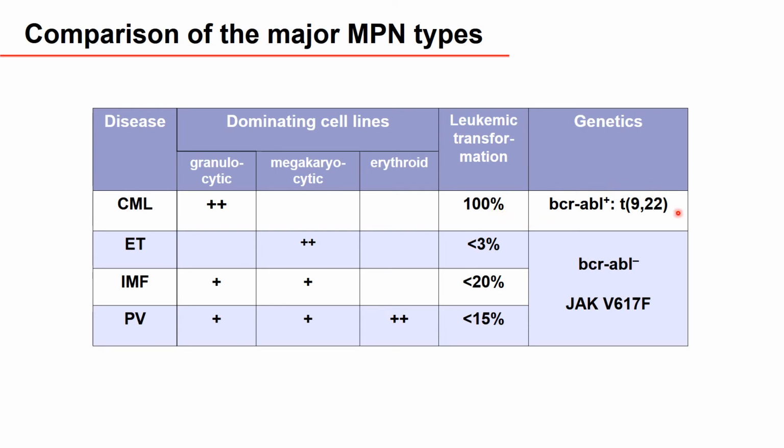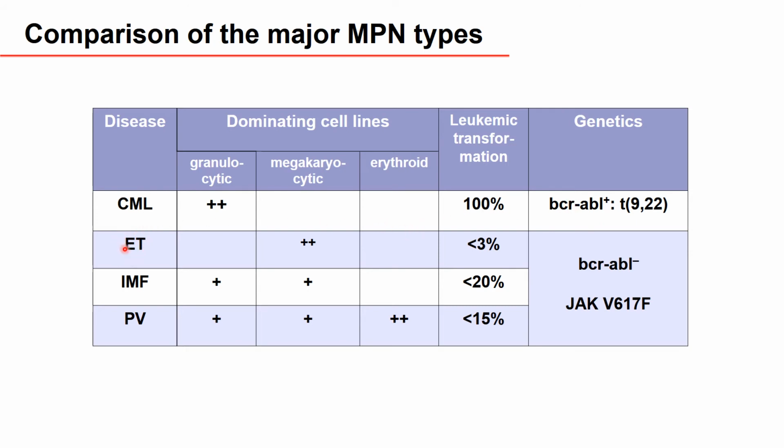Now the genetic, this is a Philadelphia chromosome, but a consequence of the Philadelphia chromosome is a BCR-ABL translocation. But BCR-ABL can happen without having the Philadelphia chromosome as well. That's the most important one, to have this BCR-ABL translocation. Later on I will explain it.